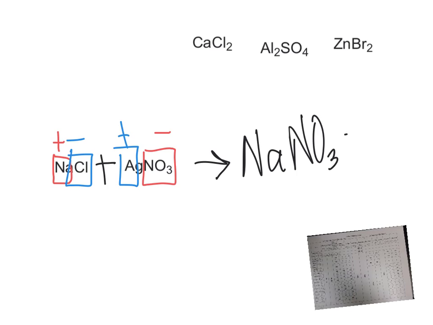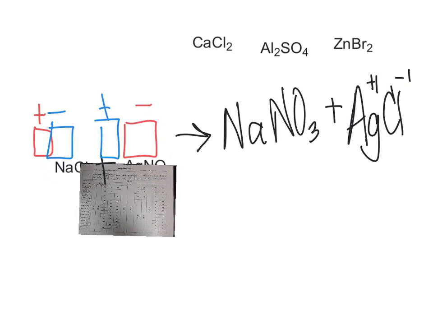And our second compound is going to be AgCl, and we're going to write Ag first because he's positive, so we always start with the positive. He's a plus 1, chlorine is minus 1, so they end up canceling. So now we're going to use our solubility chart to see if this reaction happens.